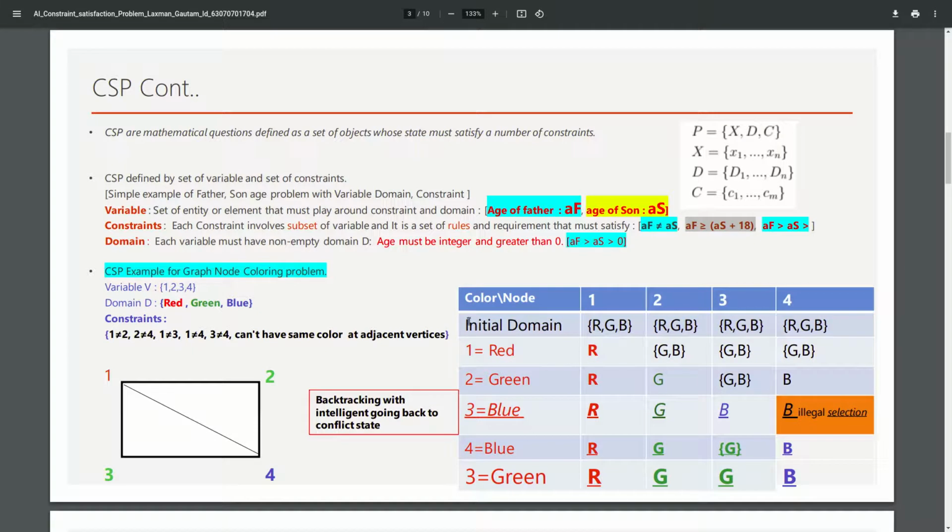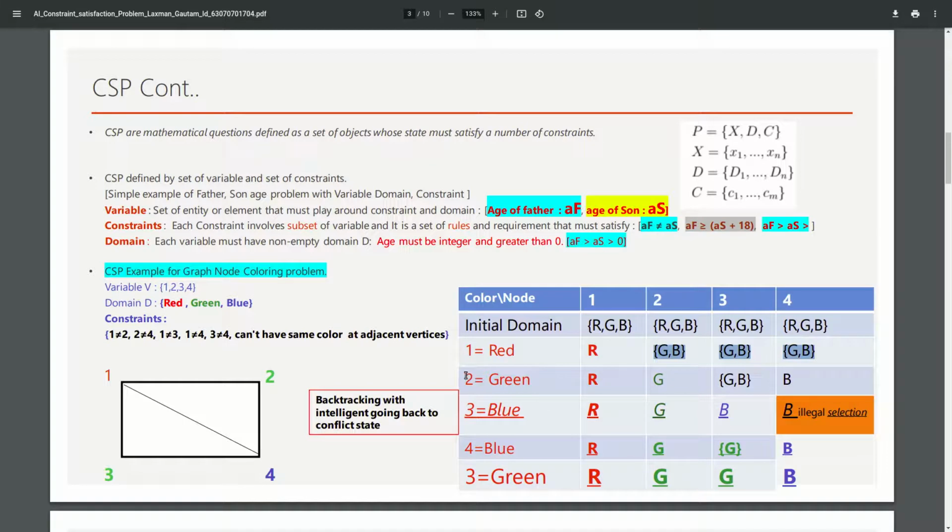In the initial state, the initial domain, the possible colors that we can use for every node are RGB. All colors can be used. In the next step, suppose we select the red color on the first node. The moment we select red on the first node, the possible colors for the other nodes are reduced to only two, because red cannot be applied to the remaining nodes, since the first node has a direct connection to every node.